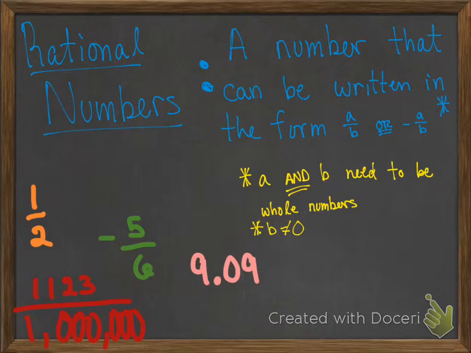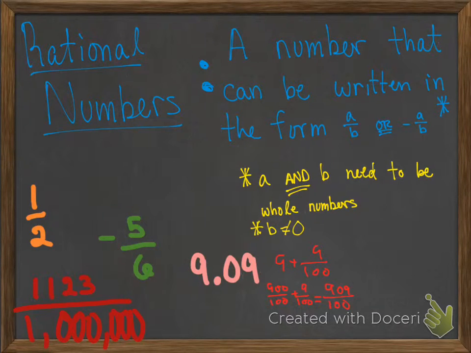9.09, right? You could write that as, 9.09 is the same thing as 9 plus 9 over 100. So if you combine these two, 9 is the same thing as 900 over 100. So 900 over 100 plus 9 over 100. So 9.09 is the same thing as 909 over 100. Okay? So I can write it in a over b.